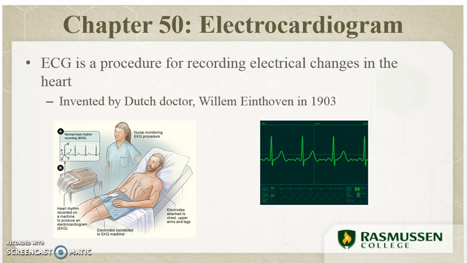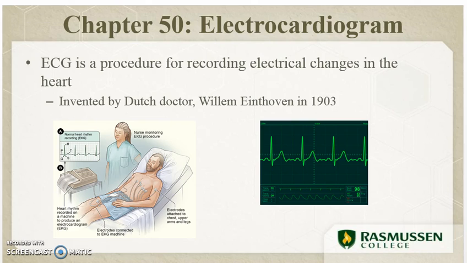It was invented by a Dutch doctor, Wilhelm Einthoven, in 1903. When the ECG equipment senses an electrical charge, it is recorded on a readout as either an upward or a downward deflection from a horizontal line.